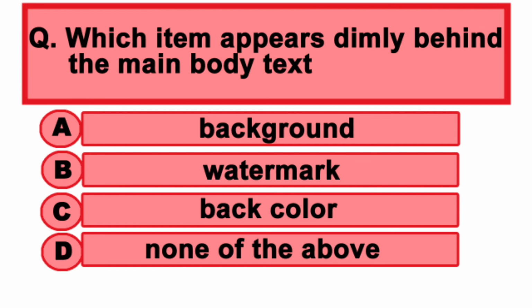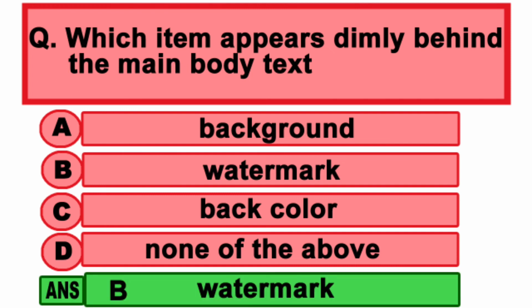Which item appears dimly behind the main body text? The options are A. Background, B. Watermark, C. Back color, D. None of the above. The correct answer is answer B. Watermark. A watermark is an image or text that appears behind the main body text of the document. It is usually a lighter shade than the text, so you can read the document easily.